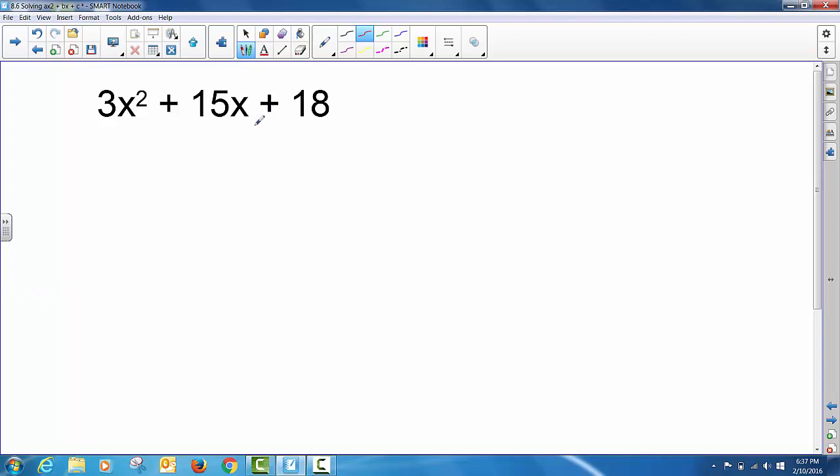Alright, so you know that it's a plus plus here, or a minus minus, and this tells you that it's going to be plus plus. We go 3 times 18, and that gives us 54. And we want factors of 54 that add up to 15. So we got 54 and 1, 27 and 2, 18 and 3, 9 and 6. Oh, look at there, 9 and 6 add up to 15.